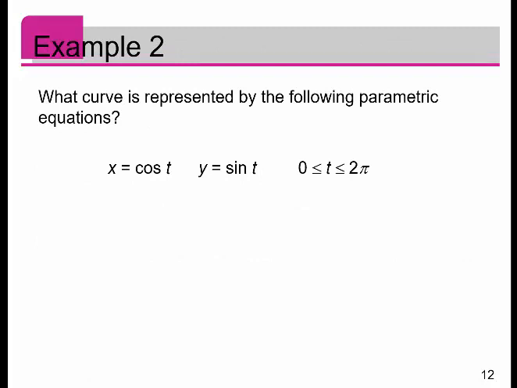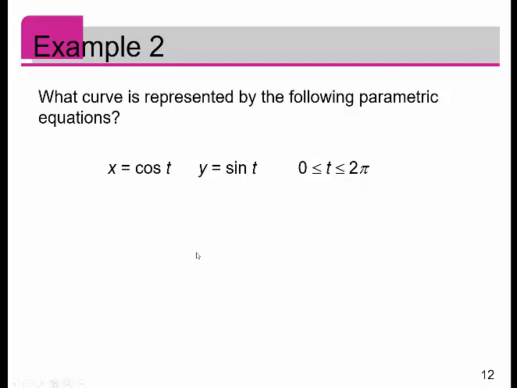What curve is represented by the following parametric equations? x is equal to cosine of t, and y is equal to sine of t, and this is from 0 to 2 pi. Now, I actually encourage you guys to pause and think about this, maybe even do it on your own before I show you the answer. But what this is actually going to show you is the unit circle, believe it or not.